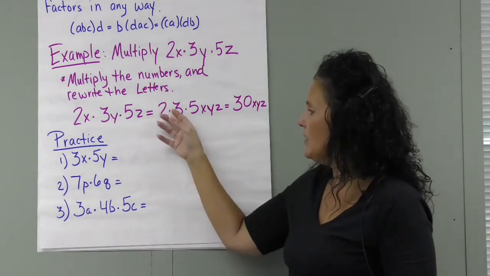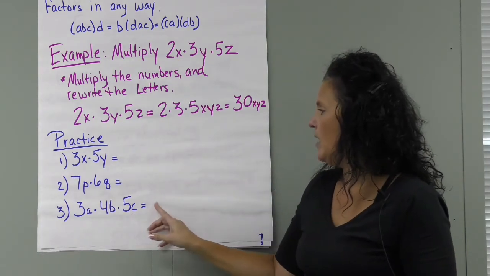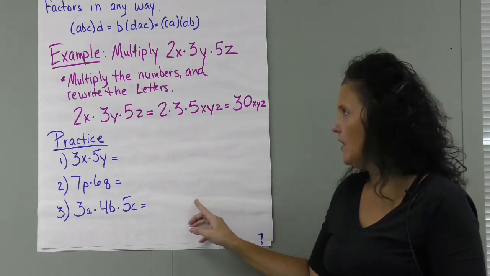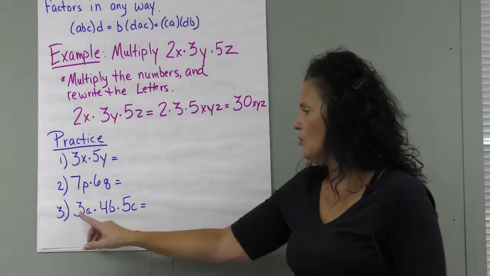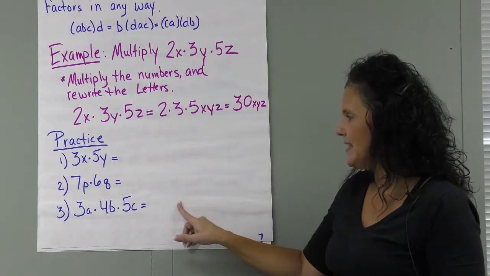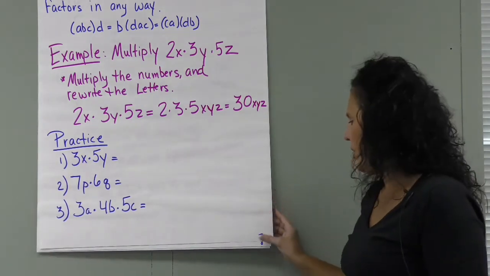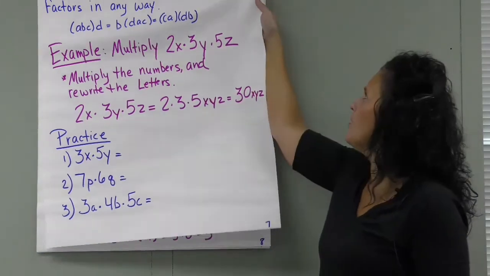Or we can do just like we did up here. 3a times 4b times 5c would be 3 times 4 times 5, abc. So 3 times 4 is 12, and 12 times 5 is 60. So we would put 60abc. If you're working at those at home, you can practice grouping those numbers.